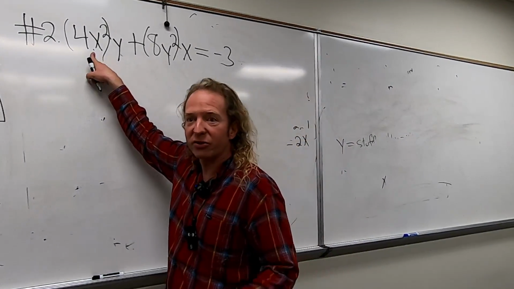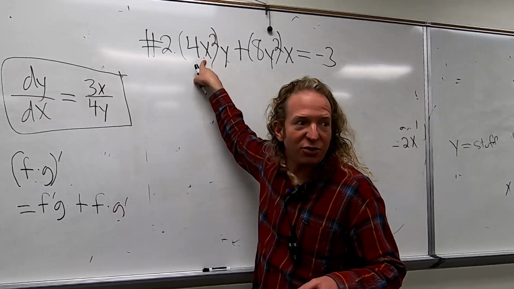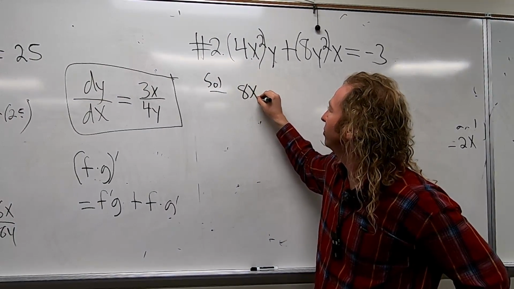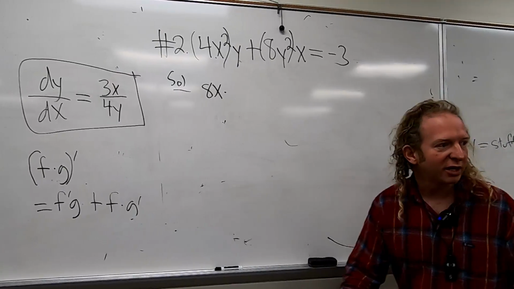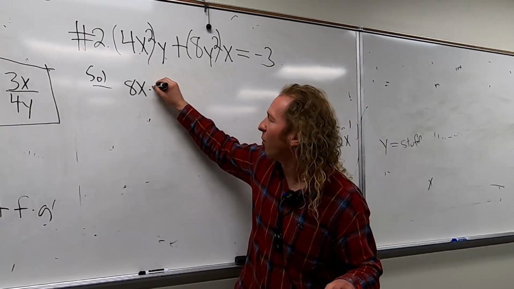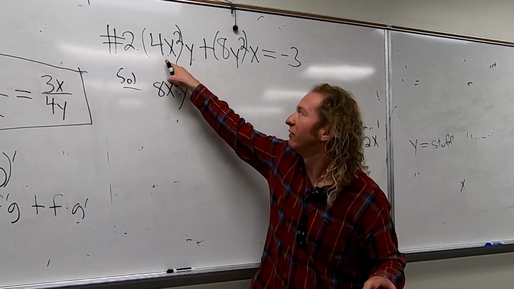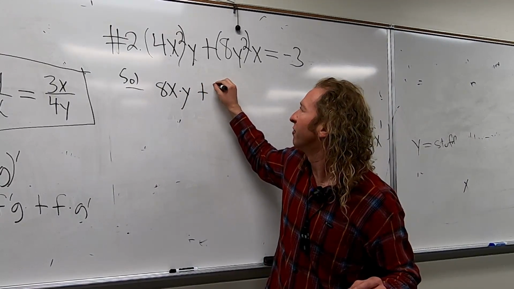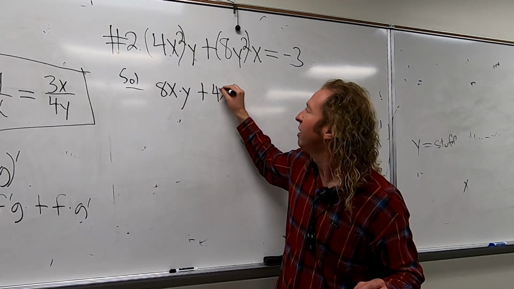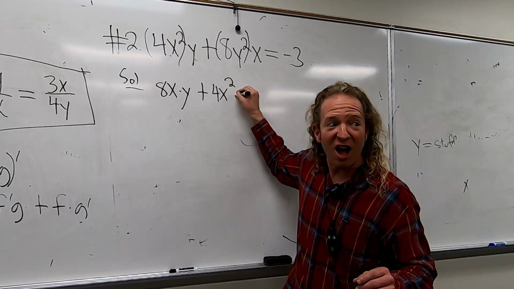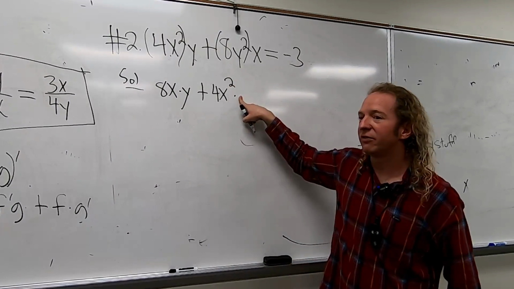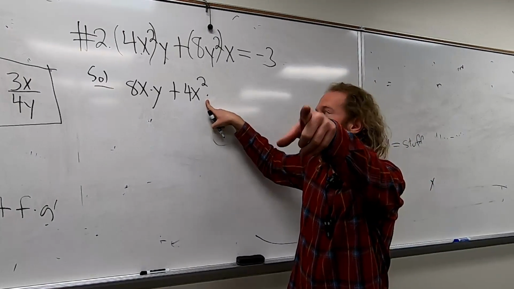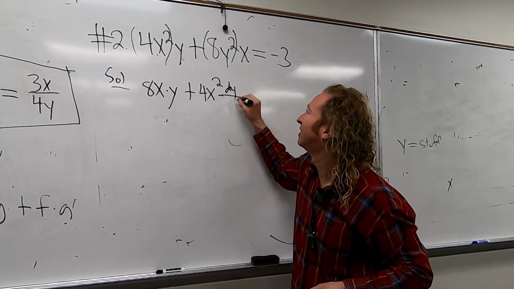Okay, so let's do it. So this is the first. So it'll be 8x. That's the derivative of the first, times the second, which is just y, right? Derivative of the first times the second plus the first times, what's the derivative of the second? dy dx.